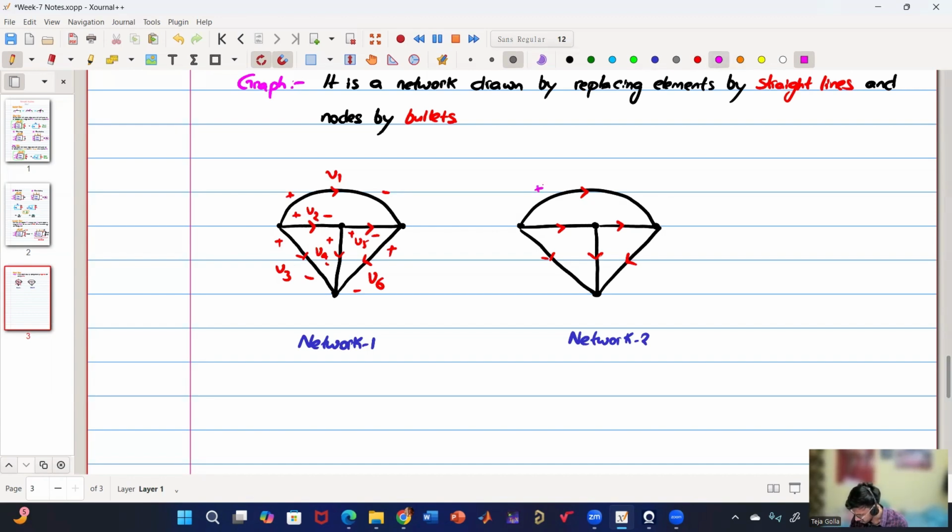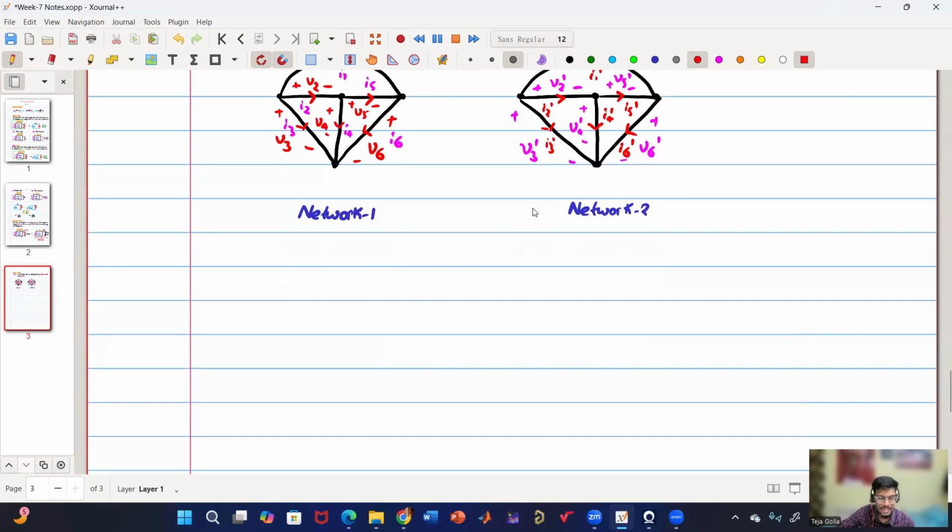Now here we have the same, but it may not be V1. It is V1 dash, plus minus V2 dash, plus minus V3 dash, plus minus V4 dash, plus minus V5 dash, plus minus V6 dash. Say the currents here are I1, I2, I3, I4, I5, and I6, whereas here the currents will be I1 dash, I2 dash, I3 dash, I4 dash, I5 dash, and I6 dash, because both are not the same. Then what does Tellegen's theorem say?